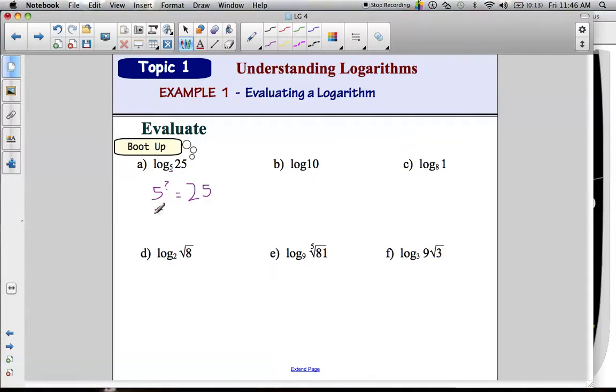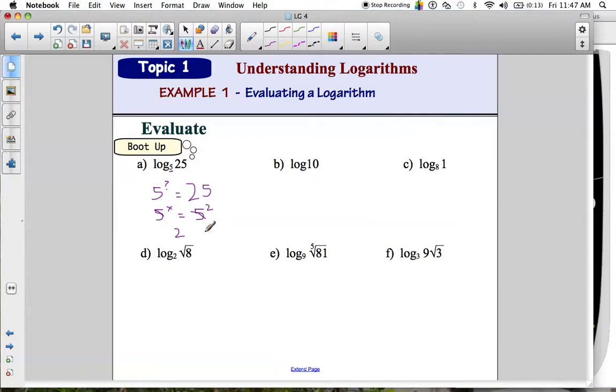So let's say 5 to the x equals, now I'm trying to think of 5 to what power equals 25, and we know it's 5 squared. So we know, cross out, so the answer is 2. Okay, that was pretty straightforward. But we can also do it through boot up. Now I'll show you a boot up method. Okay, here we go. So I'll do this one right here.